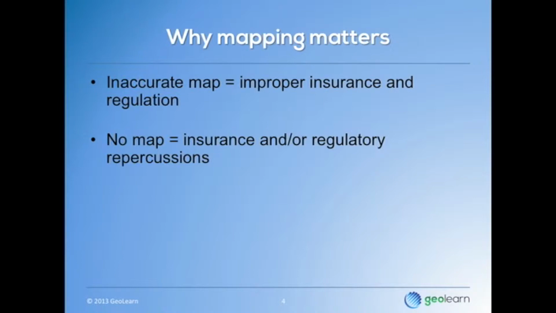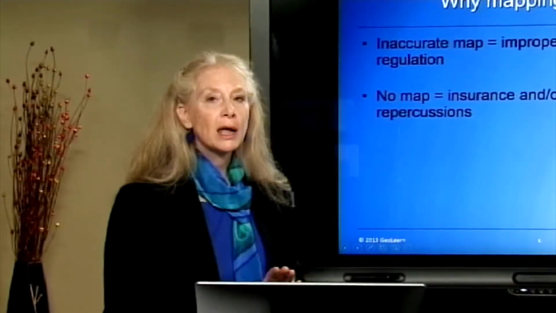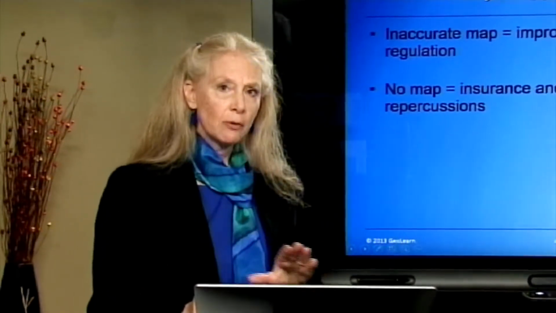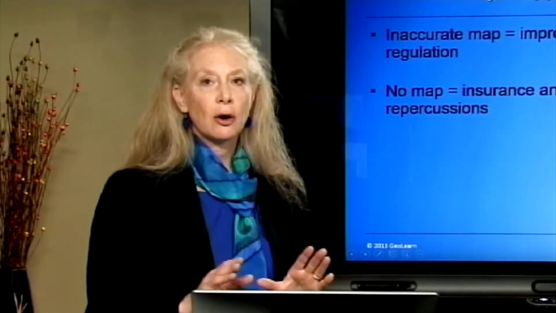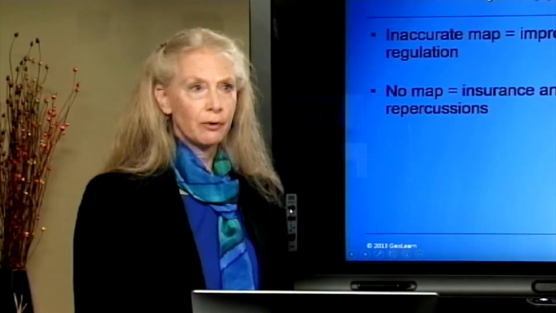The repercussions for having an inaccurate map are that you have properties that are either overregulated or underregulated, either overinsured or underinsured. And in areas where there's no map, there's no framework for communities to be able to identify the areas that are at risk. Therefore, they're unable to easily regulate them in a consistent manner with other areas that there is public notice through the presence of a map.